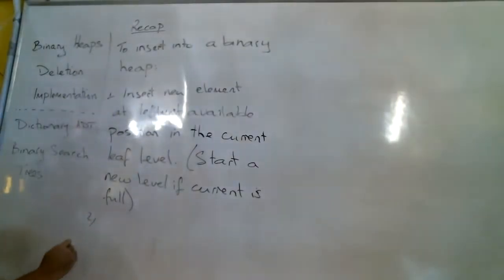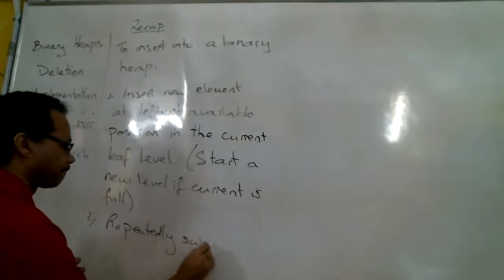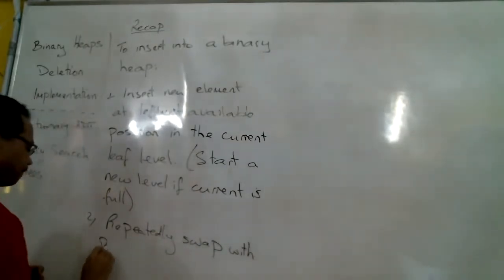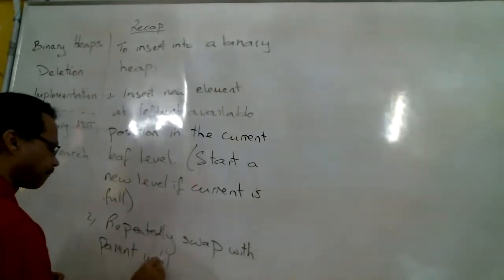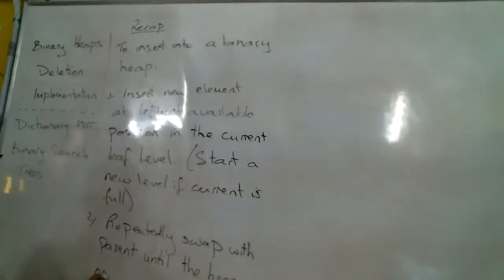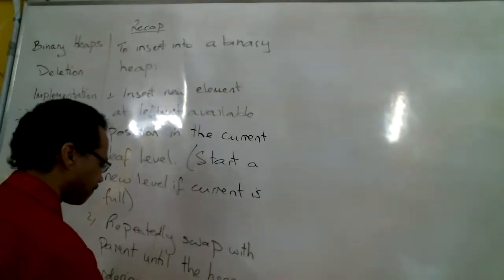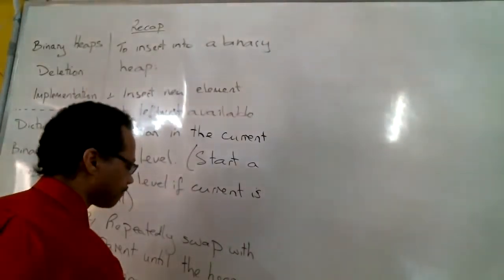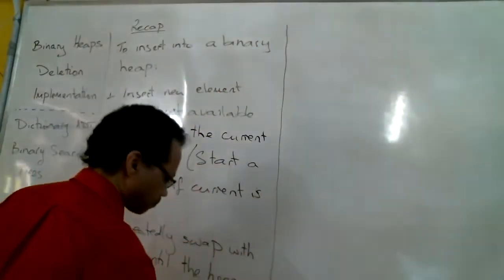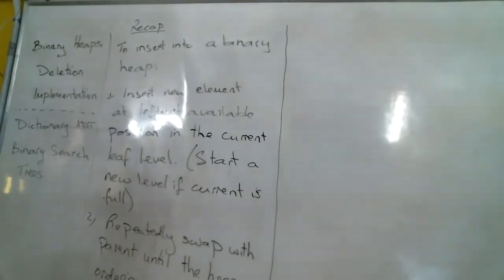And then the second part of that is to repeatedly swap with the parent until what's called the heap ordering property, which is property 1, is restored. Okay, so that's what we were doing in class on Tuesday with those numbers. That's the procedure we were carrying out.